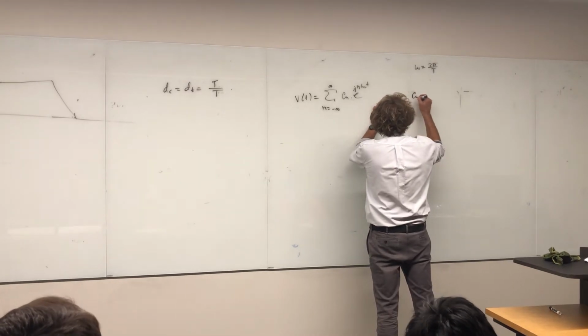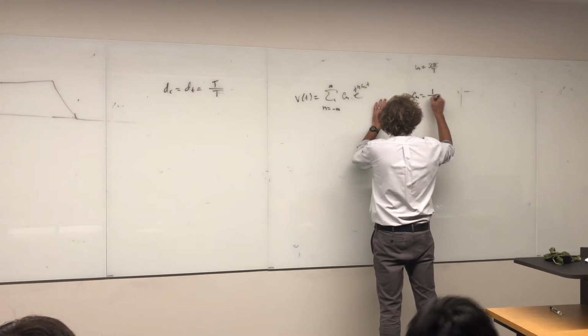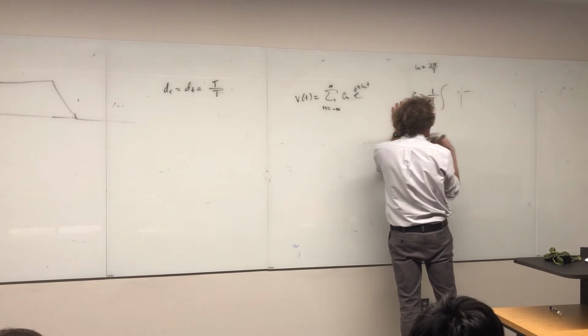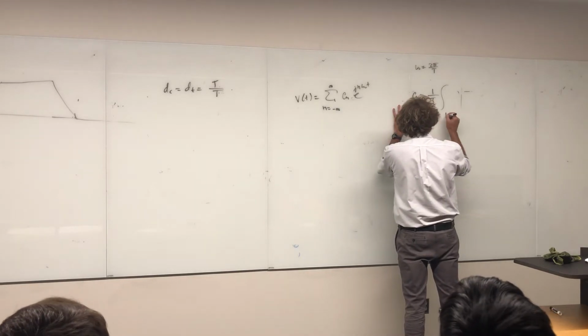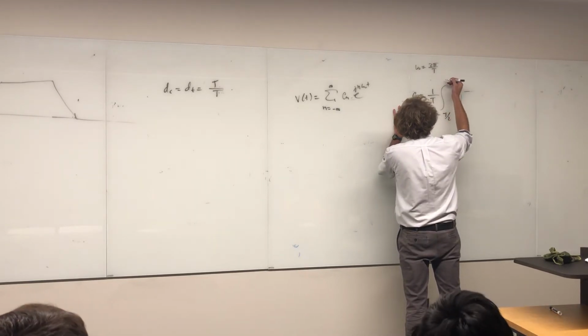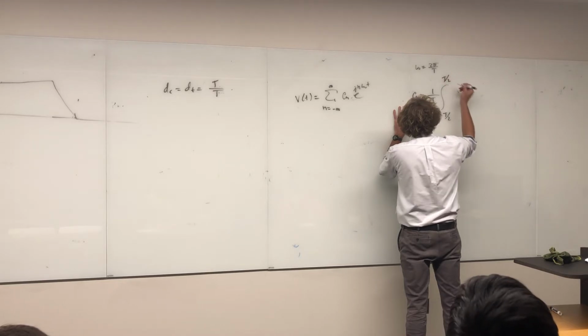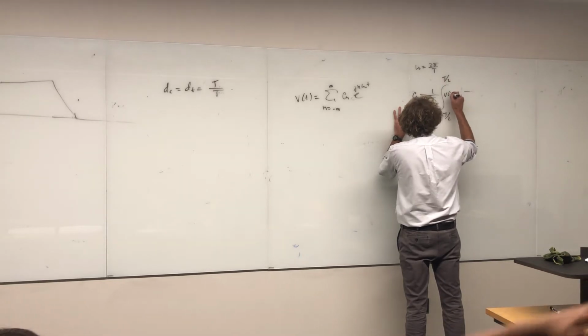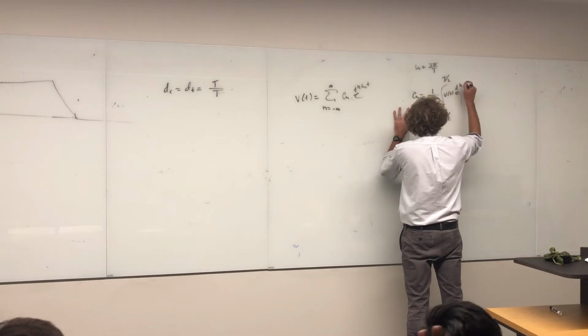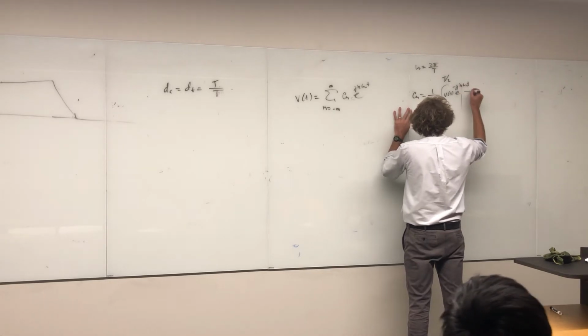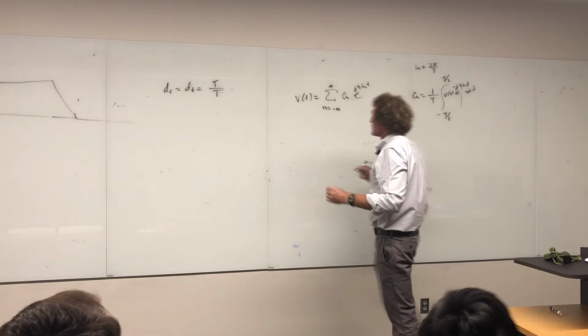And the value of c of n is equal to 1 over the period, and then it's the integral from any point. I like to say go from minus T over 2 to T over 2 of the function v of t times e to the minus j n omega naught t dt. Now this is standard Fourier analysis.